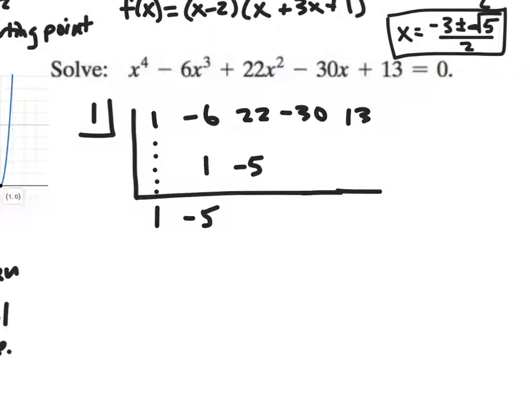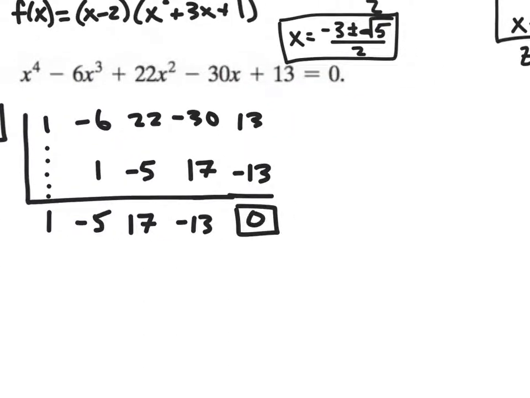22 minus 5 gives me positive 17. 1 times 17 is positive 17. Negative 30 plus 17 gives me negative 13. 1 times negative 13 gives me negative 13, and that's going to give me 0. Okay, so let's just talk real quick about what is going on here.